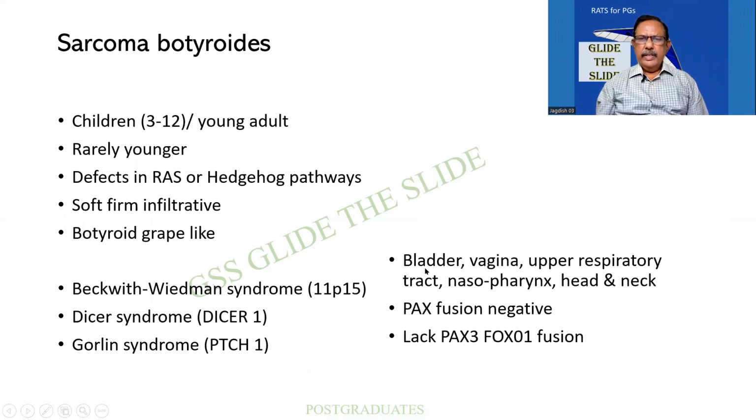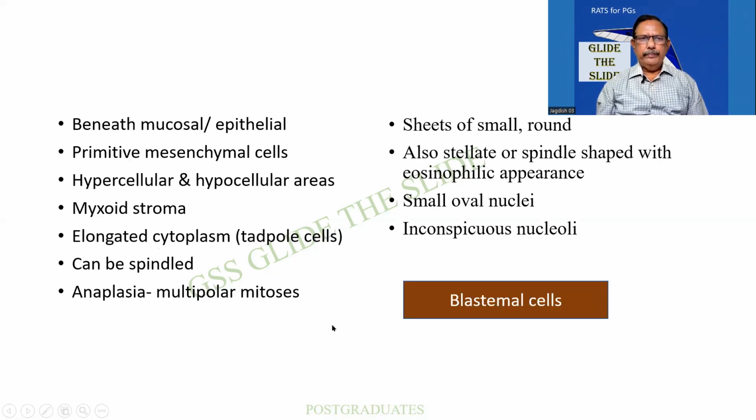The sites of the lesion include the bladder, and the vagina is one of the most important sites, a classical history. Also the upper respiratory tract, nasopharynx, head and neck. PAX fusion is negative, and the tumor lacks PAX3-FOXO1 fusion. So these are additional things that you can go to the book and read. What I'm interested in is, beneath the mucosa or the epithelium, there are primitive mesenchymal cells.